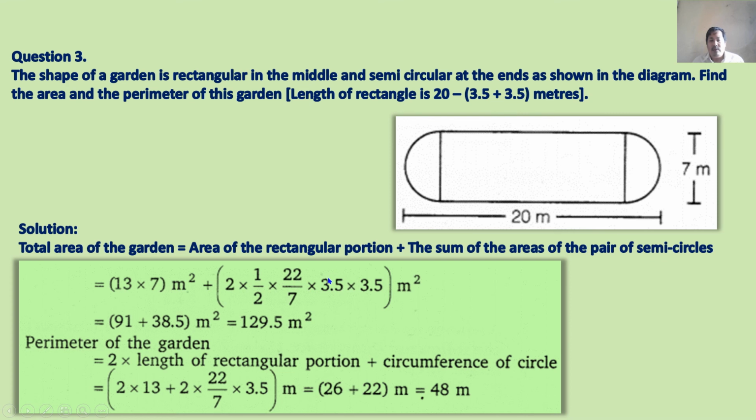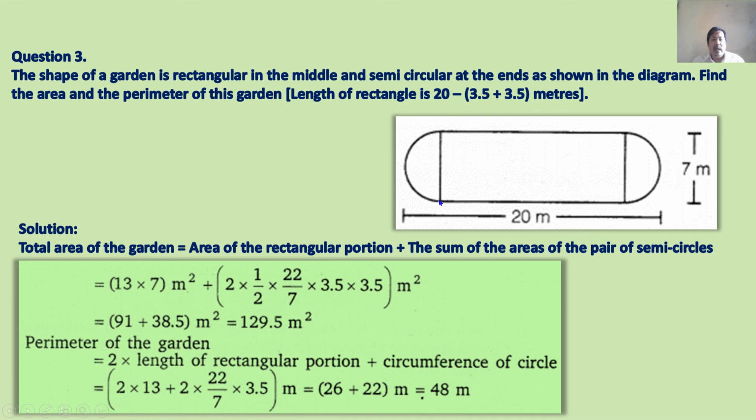Okay, 1 will become 0.5. So 0.5 and 3.5, if you multiply together with 22, you will get 38.5 here. So this 91 is from this multiplication of 13 and 7 here, which is the area of the rectangular portion, isn't it? So altogether, if you add these two, you will get 129.5 meters square. So this is the total area of the garden. Now we got it. Okay, we got the total area of the garden.